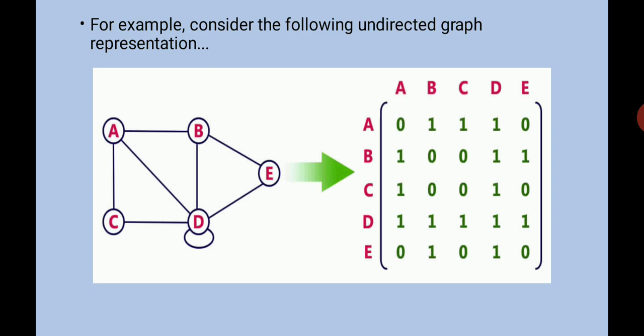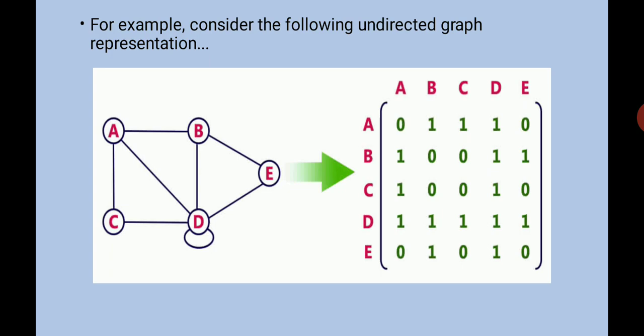From A to B there is a connection. From A to C, yes, so we write 1. From A to D there is 1, and from A to E we cannot go, so we put a 0. Now we look at B as the origin vertex, and from B we start seeing what kind of edges we have. So from B to A, yes, there is an edge, we put 1 over there.